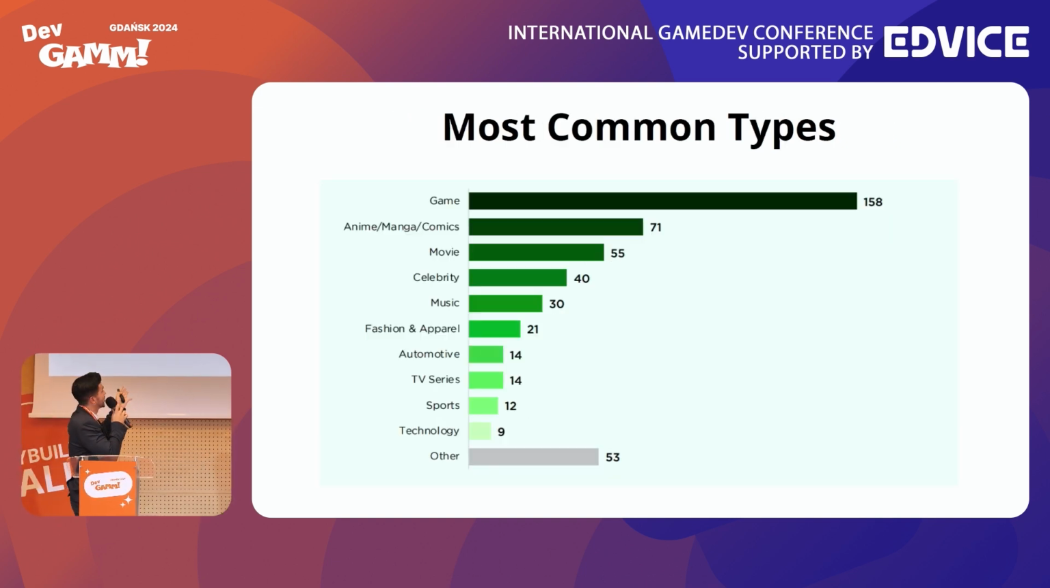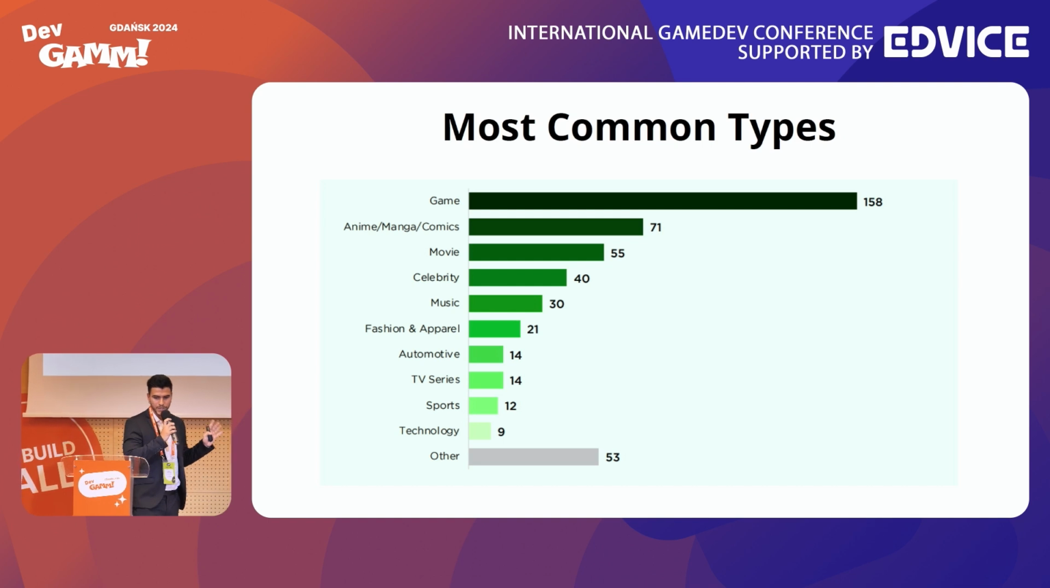You can see that here, the most common types. Obviously it's easy. If you want to do a collaboration with an IP, go for a gaming IP, right? You know the audience of the game, you know your audience, you know if it's going to fit or if it's not going to fit right away. But there's something that caught my attention, and I'm here to preach about it.